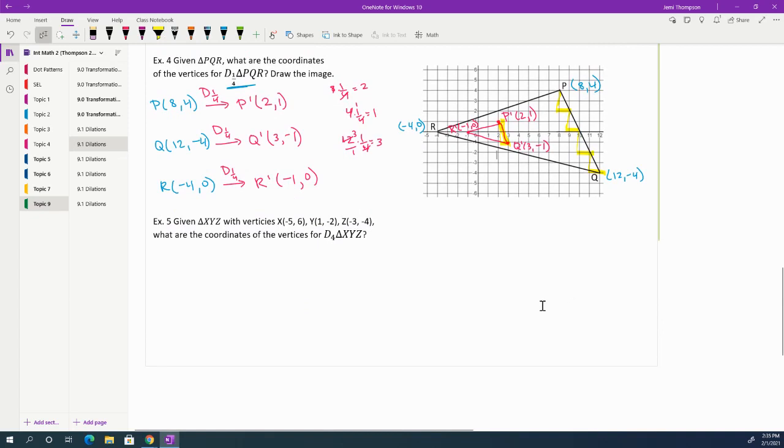And then the last one, example 5, is very similar to 3 and 4, but there's no image to work with. So I'm just going to work with the numbers here to find the coordinates of the image. So I would ask that you pause this video and give it a try. So I've got triangle XYZ. X is -5, 6. Y is 1, -2. And then Z is -3, -4. And we are doing a dilation of times 4. So go ahead and find all 3 of the new coordinates. Pause the video, find the new coordinates, and then you can check your work.